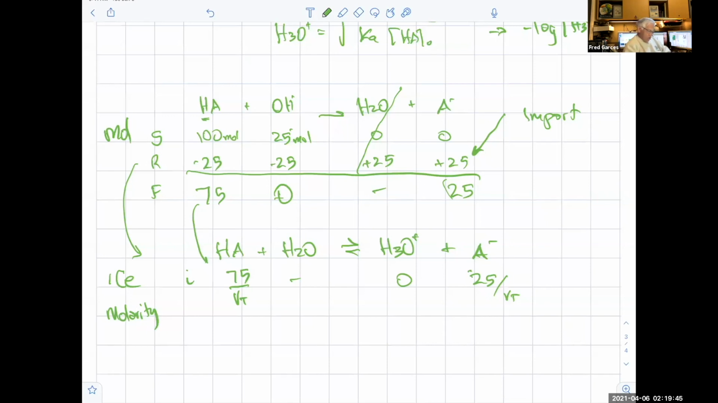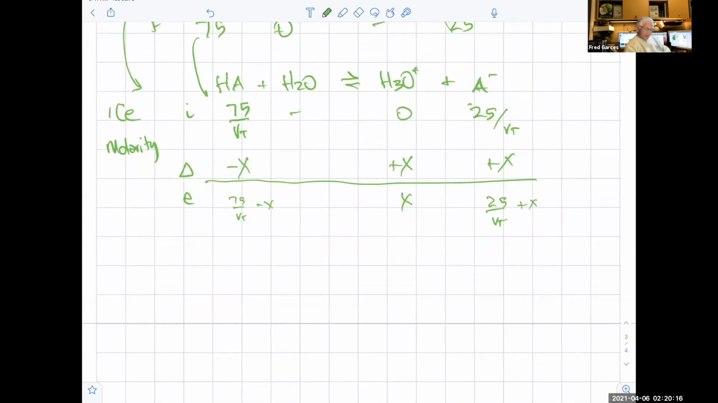Then we have our change, minus X, plus X, plus X. You guys should be familiar with this. This is your classic equilibrium table. At equilibrium, this is 75 over VT minus X. This is X. This is 25 over VT plus X, okay? Our mass action expression will look like this. Notice we're forming hydronium, so it's a Ka. Products over reactant. Then all we have to do is solve for X.